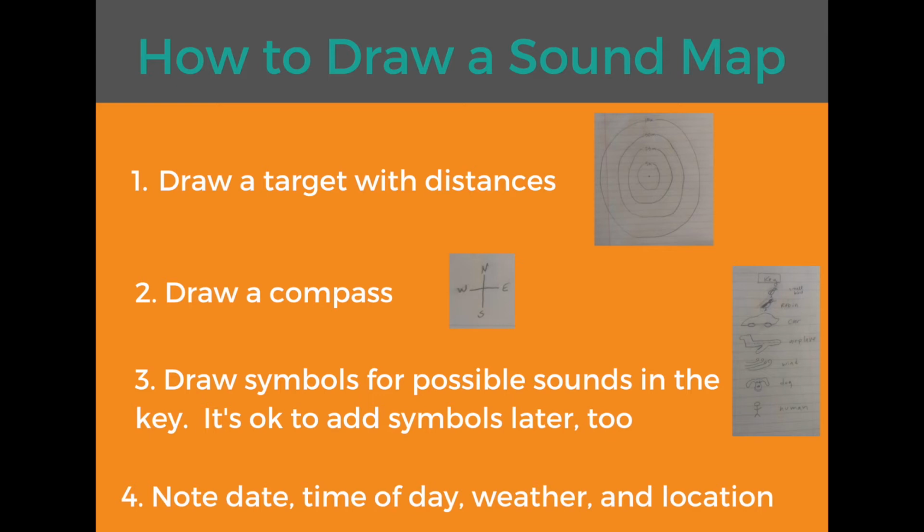Draw a compass next. A compass can help you identify the direction sounds are coming from. Next, draw a key. Use simple symbols to represent sounds you think you will hear, and you can always add symbols later. Finally, add the date, time, weather, and location on the page.